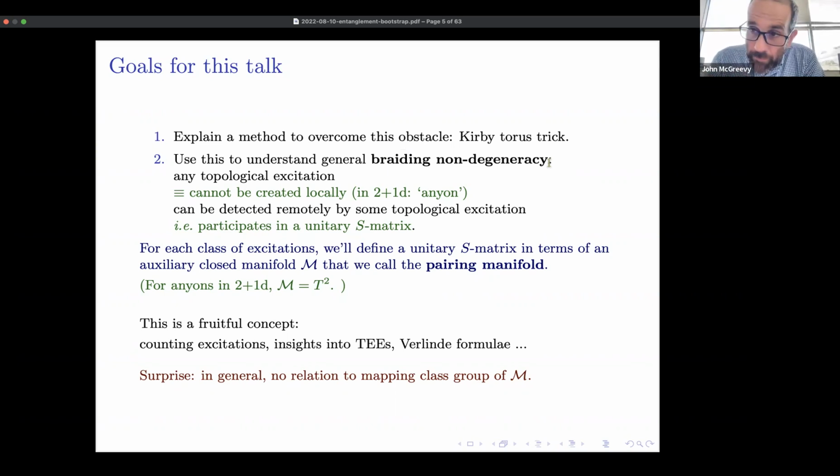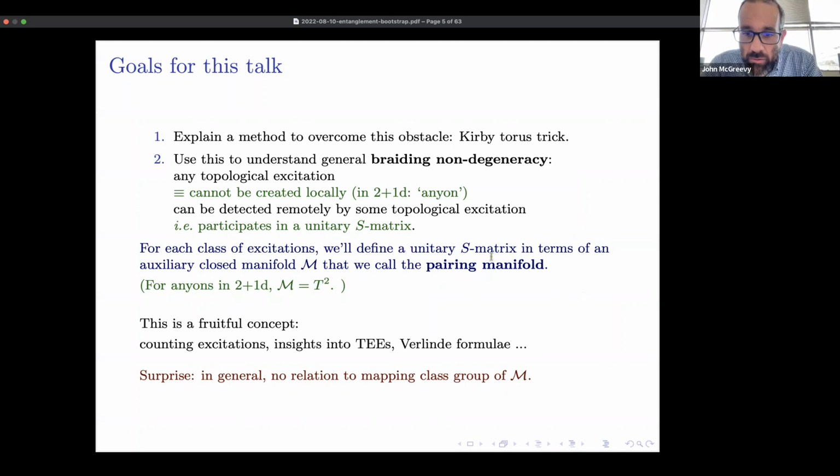which is an axiom of topological field theory that's a theorem of the entanglement bootstrap, which roughly says that any topological excitation, meaning any excitation that can't be created locally, which in 2+1 dimensions would be an anyon, can in fact be detected remotely by some other topological excitation. So that is, in particular, participates in some unitary S matrix. And for each class of excitations, we'll define the S matrix in terms of an auxiliary closed manifold associated with that class of excitations, which we call a pairing manifold.